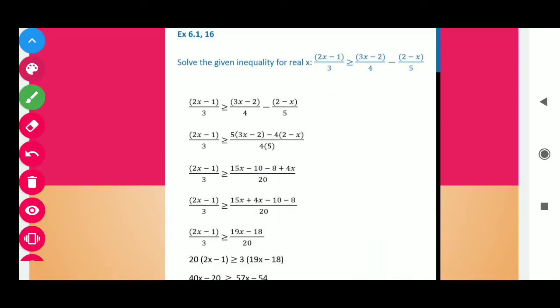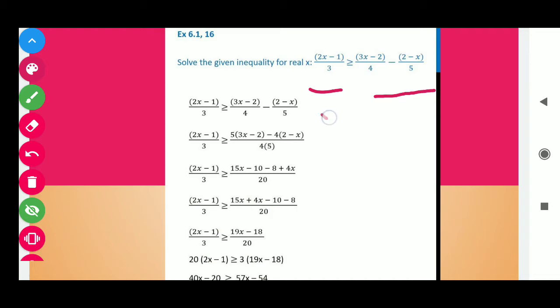Here we have question number 16. Solve the given inequality for real x. (2x minus 1) over 3 greater than or equal to (3x minus 2) over 4 minus (2 minus x) over 5. Students, we have to solve this inequality.